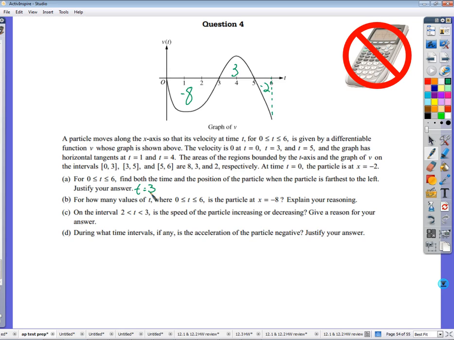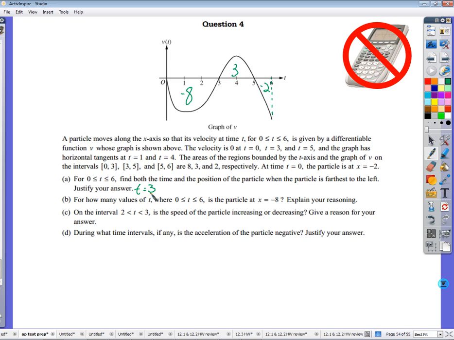You could write it in words. You can write it using integrals. The definite integral from 0 to 3 of v of t dt is negative 8. The definite integral from 0 to 5 is such and such. The definite integral from 0 to 6 is negative 7. And then say, well, it moves the furthest to the left on that time interval from 0 to 3.